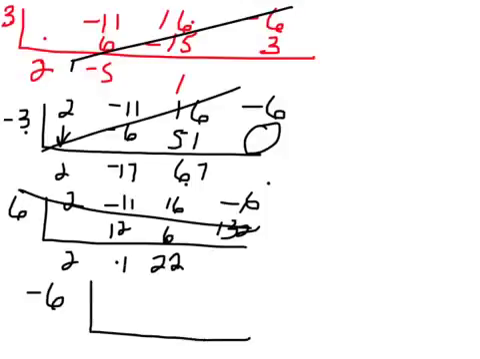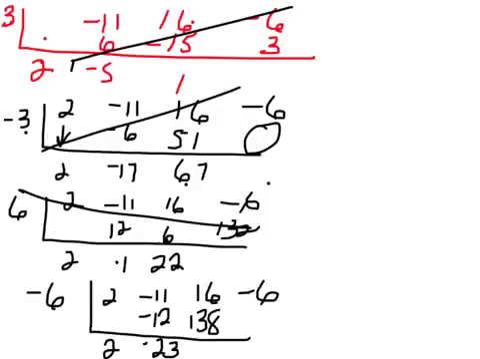Okay. 2, negative 11, 16, negative 6. Drop down your 2. Negative 6 times 2 is negative 12. Add that up. That's negative 23. Negative 6 and negative 23 would be a positive 138. You can tell this is not going to work either. So we go, okay. Now we're down to going to the fractions.